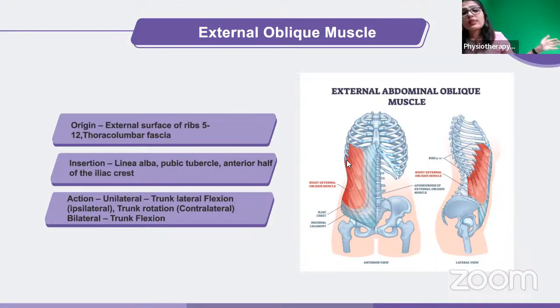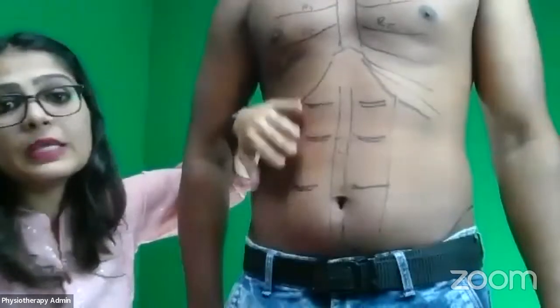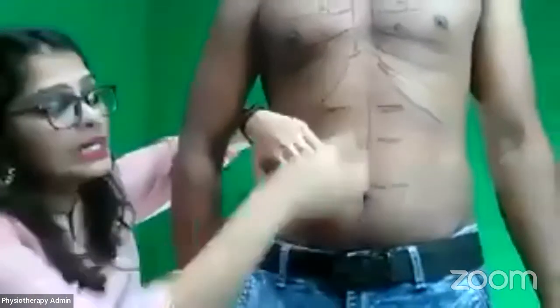So your 5th to 12th ribs have the origin of the anterolateral muscle, that is your external oblique. From the 5th to 12th ribs, you have the origin of external oblique, and it gets inserted into the linea alba. As you know the orientation of external oblique is like this, it will get inserted into the linea alba.